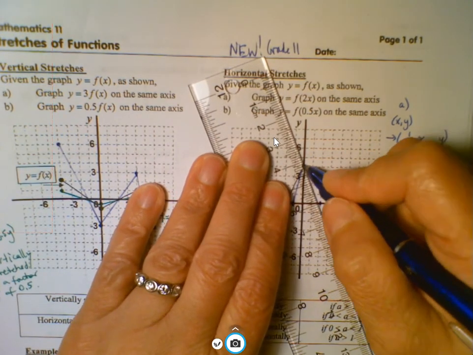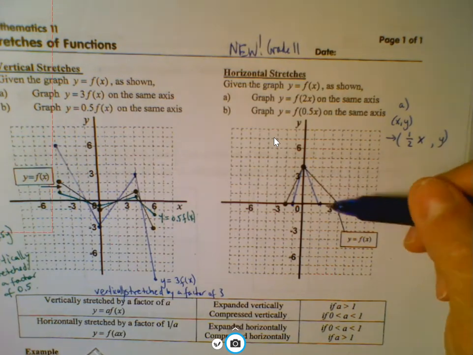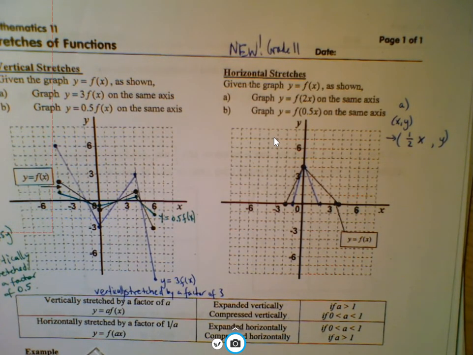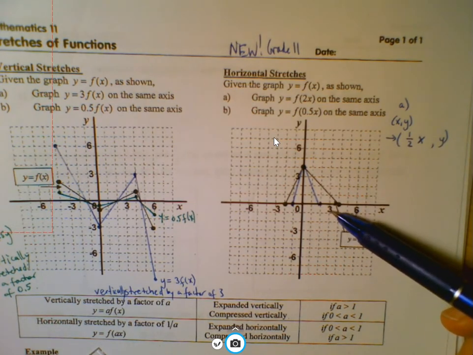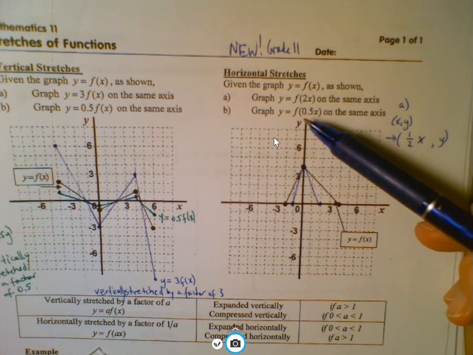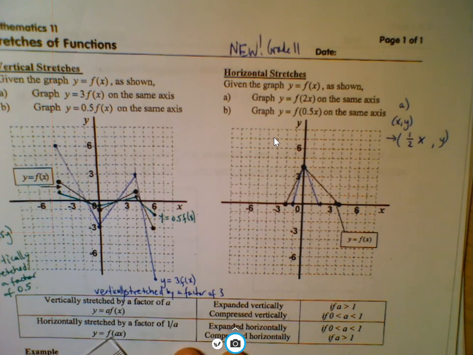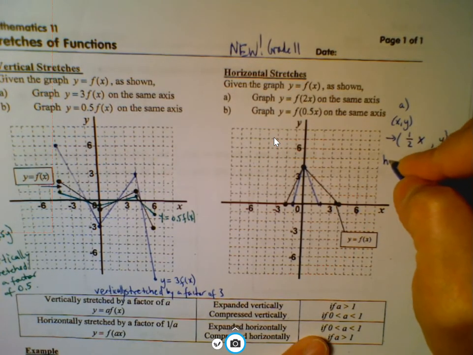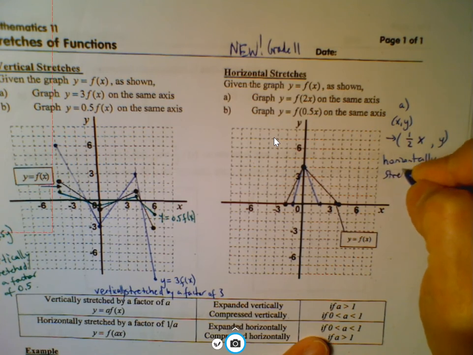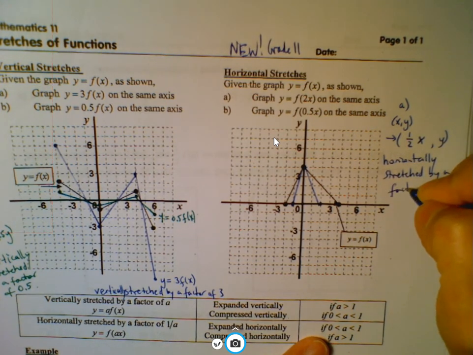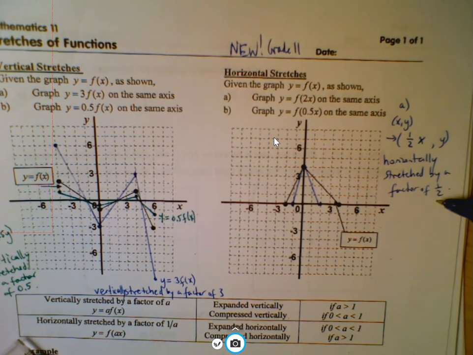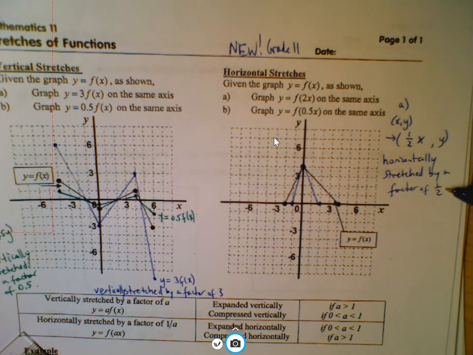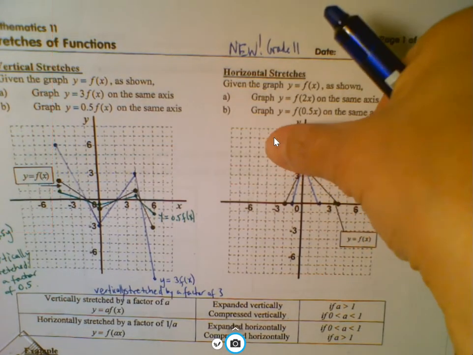And look what happened to my function. It is not wider, it's actually narrower horizontally, right? That's because each x is cut in half. Each x has been cut in half. And so that is a little bit of a backwards thing when it comes to horizontal stretches. So what I have done here in words, instead of having stretched this horizontally by a factor of 2, which would mean it's wider, what I've done is I've horizontally stretched by a factor of 1/2. All right, and because that 1/2 is smaller than 1, then that stretch by a factor of 1/2 looks like a compression horizontally.